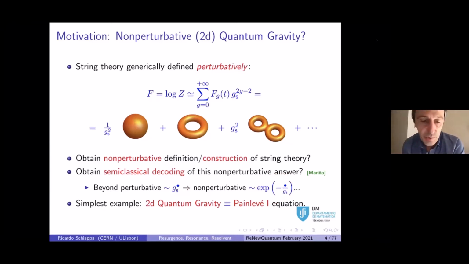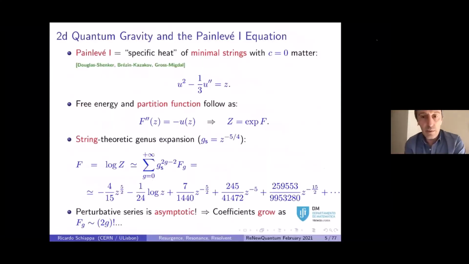And the simplest possible example to do this is 2D quantum gravity. So, hence the 2D over there. I'll be mostly trying to find a non-perturbative definition of 2D quantum gravity. And the simplest possible example within 2D quantum gravity is a setup which is described by the Painlevé I equation. Just to set up the stage, I'll do this slowly, and then we'll review these things in more detail. The way that Painlevé I describes 2D quantum gravity is the following, and a lot of people were doing this in the 90s. It's the specific heat of minimal strings coupled to a matter conformal field theory, which is a minimal model with c equals 0, central charge 0 matter.